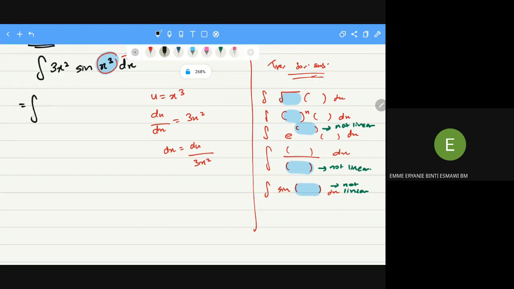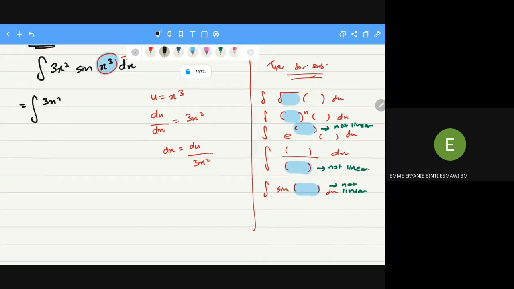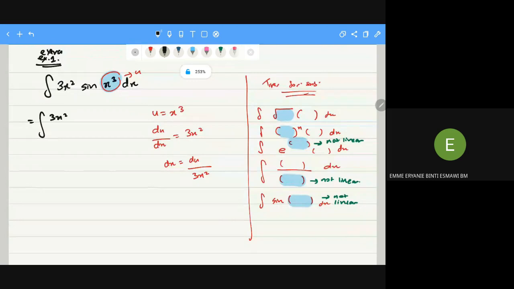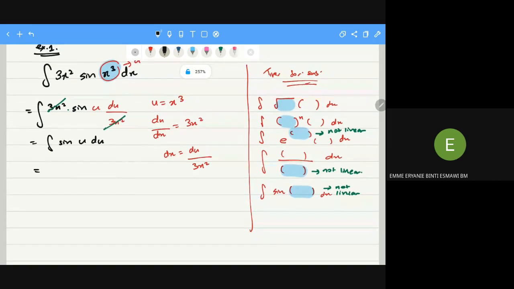Kemudian dah dapat yang tu. 3x squared depan ni saya tak buat apa-apa tadi. Just leave it there. Okay. And then sin, dah tukar du dia punya angle. Dan dx tadi dah tukar jadi du over 3x squared. Okay. Ini kebetulan we see that it's the same thing, sebiji yang kita boleh potong dengan yang sebelah tu. So what's left is sin u du. Okay. Now we just have to integrate sin u.